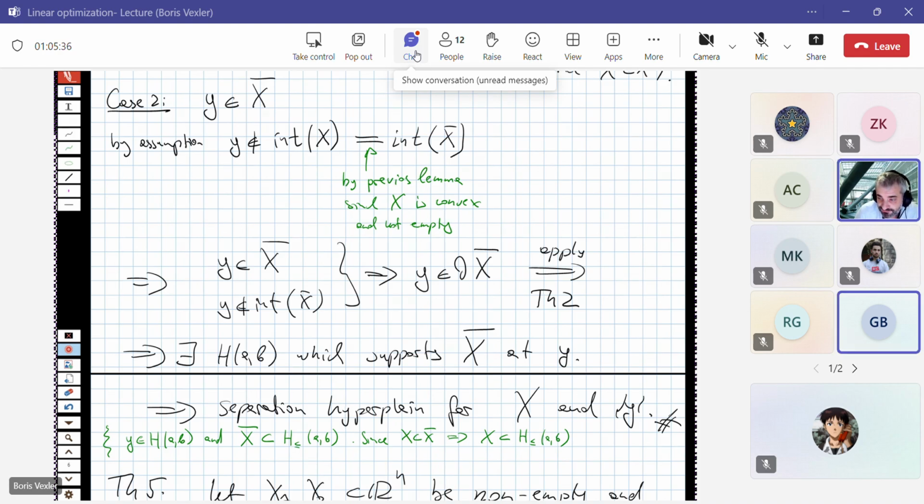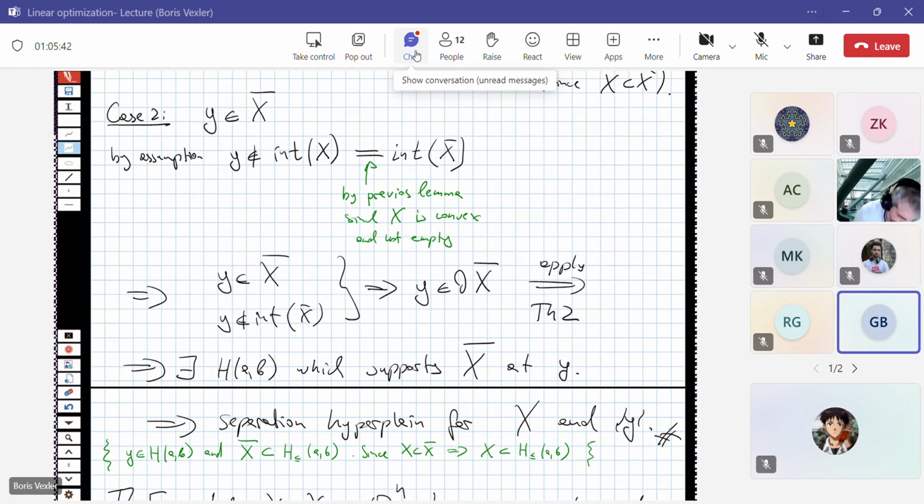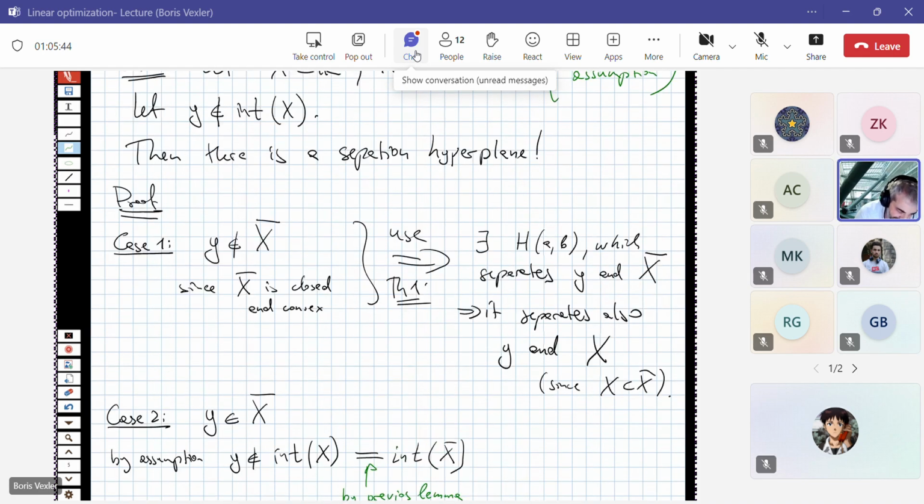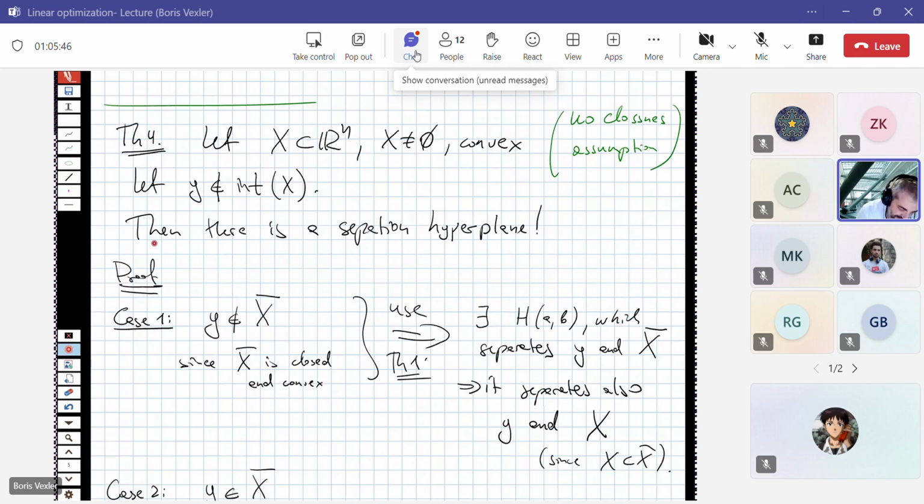Does it answer your question? Yeah, I get it. So I was wondering whether it was some kind of stricter separation because X was a subset of X bar. Exactly, and therefore the statement is just that there is a separation hyperplane.